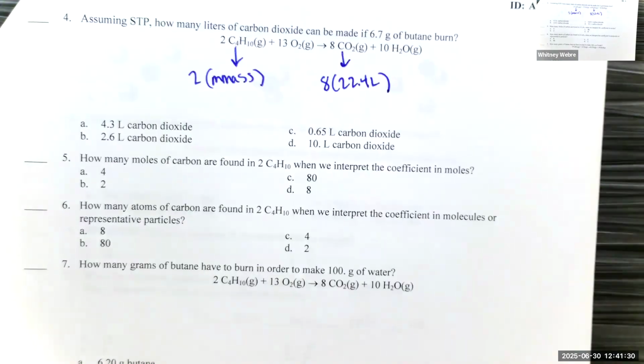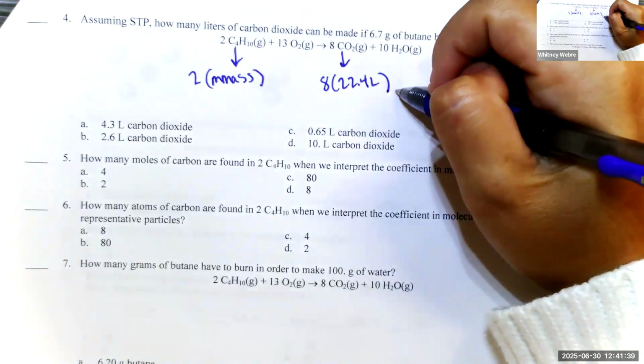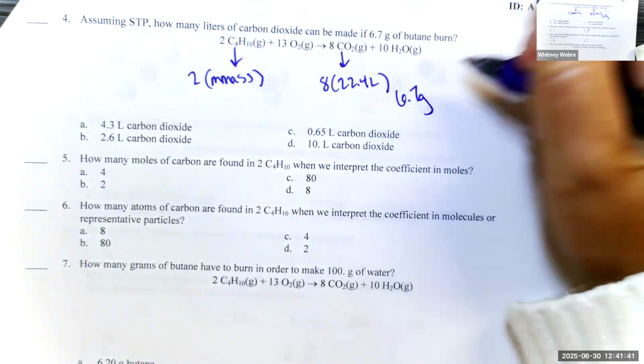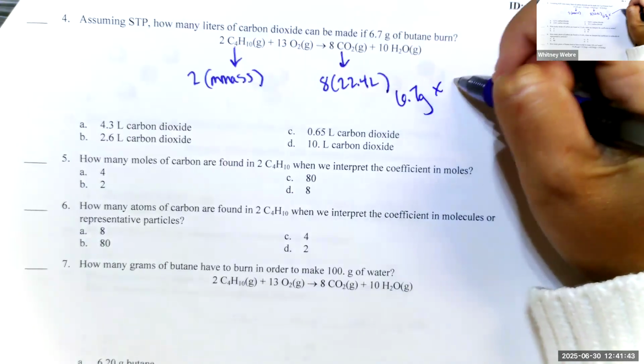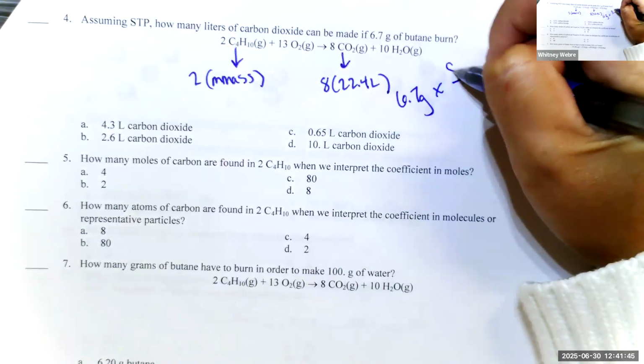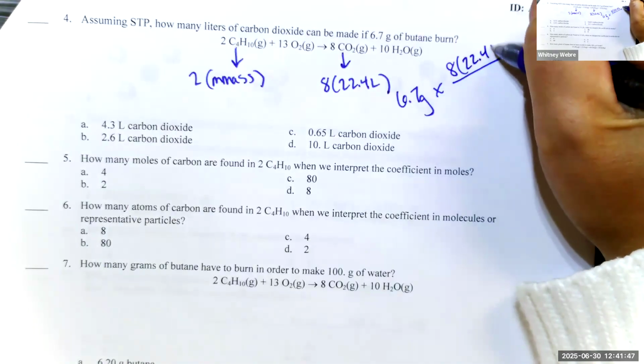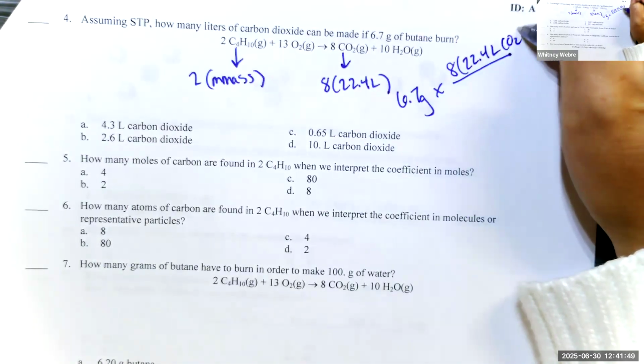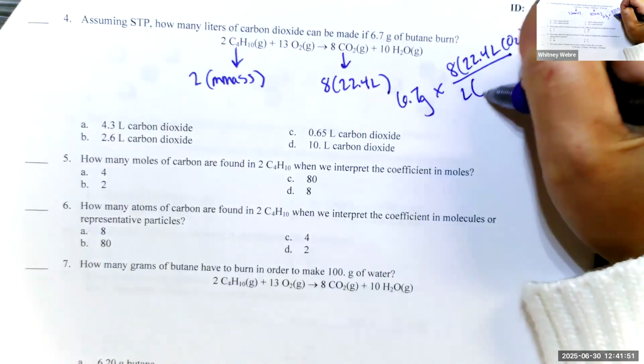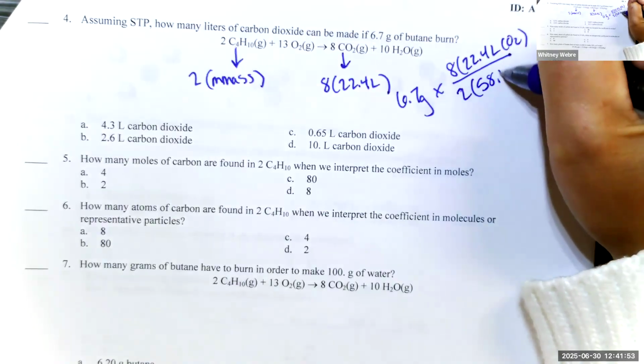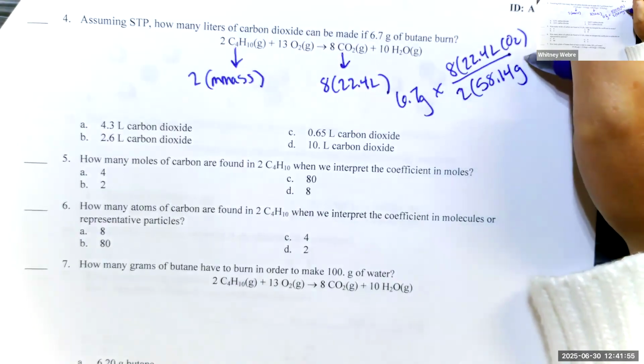Inside parentheses, I have what's from the mole triangle. Outside parentheses, I have the coefficient. That's how I set these up. So if I'm starting with 6.7 grams of butane, and I'm trying to get liters, I'll do 22.4 liters of CO2. And then the bottom, I'll do 2, and that's the molecular weight, which was 58.14 grams of C4H10.